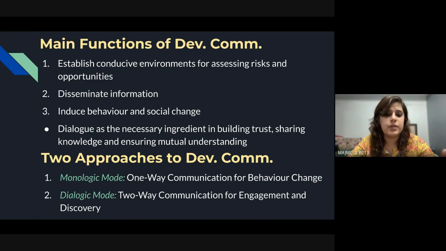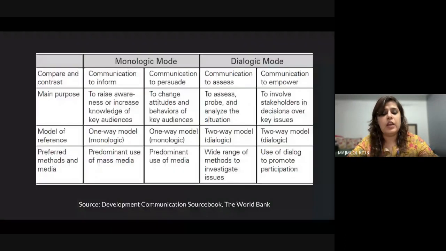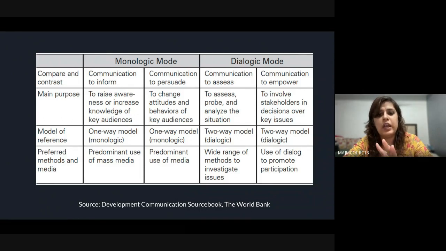Monologic mode, as the name suggests, is one way, whereas dialogic mode is two-way communication. Now, how are they different? Monologic mode specifically is to inform and to persuade, whereas dialogic mode is to assess and to empower. However, development communication would not be possible if we just take the monologic mode or the dialogic mode. They need to be brought together to bring about development via communication.